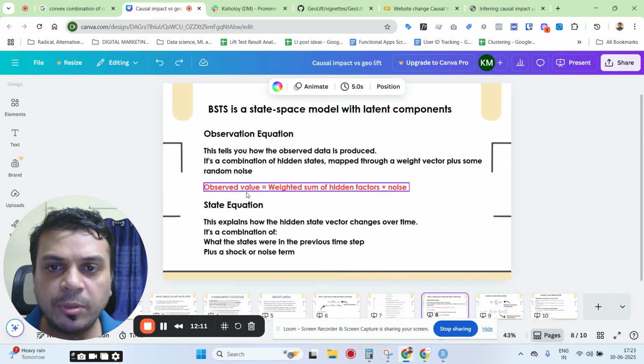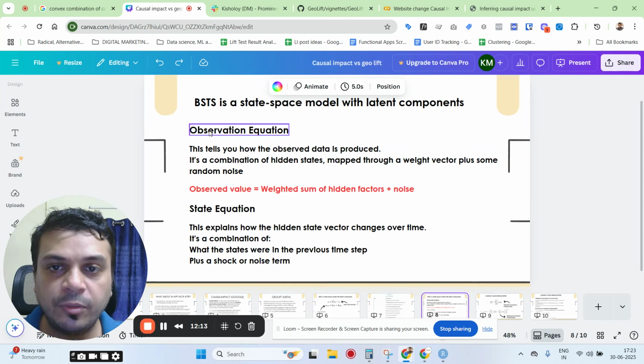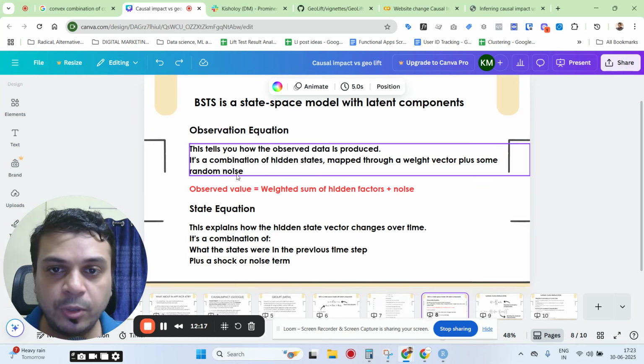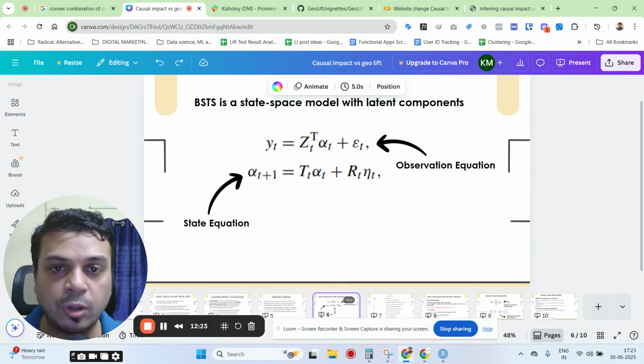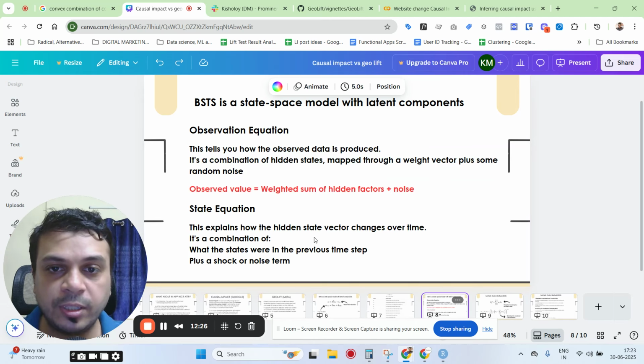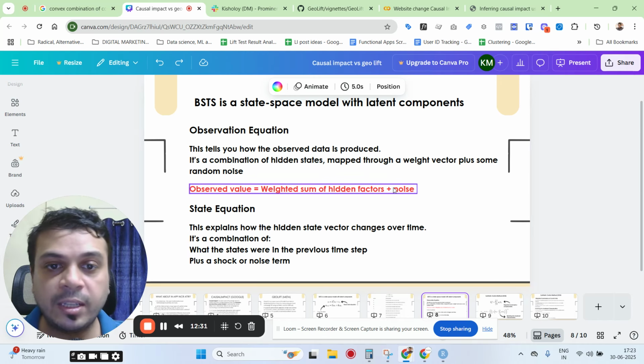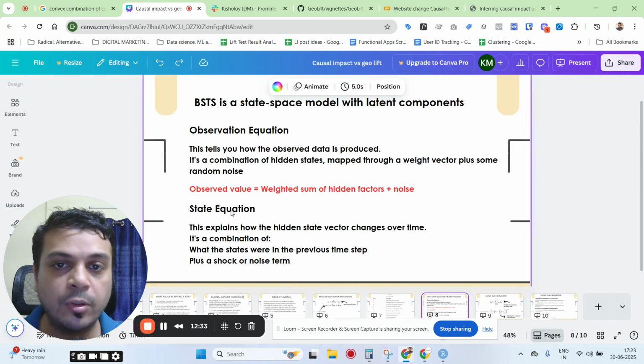So just to describe these two equations again, the first one, the observation equation, tells you how the observed data is produced. It's a combination of hidden states mapped through a weight vector plus some random noise. Okay, so it's a combination of hidden states and some random noise. And the second equation is the state equation. By the way, the observed value is therefore a weighted sum of hidden factors plus noise. That's how you read this equation.